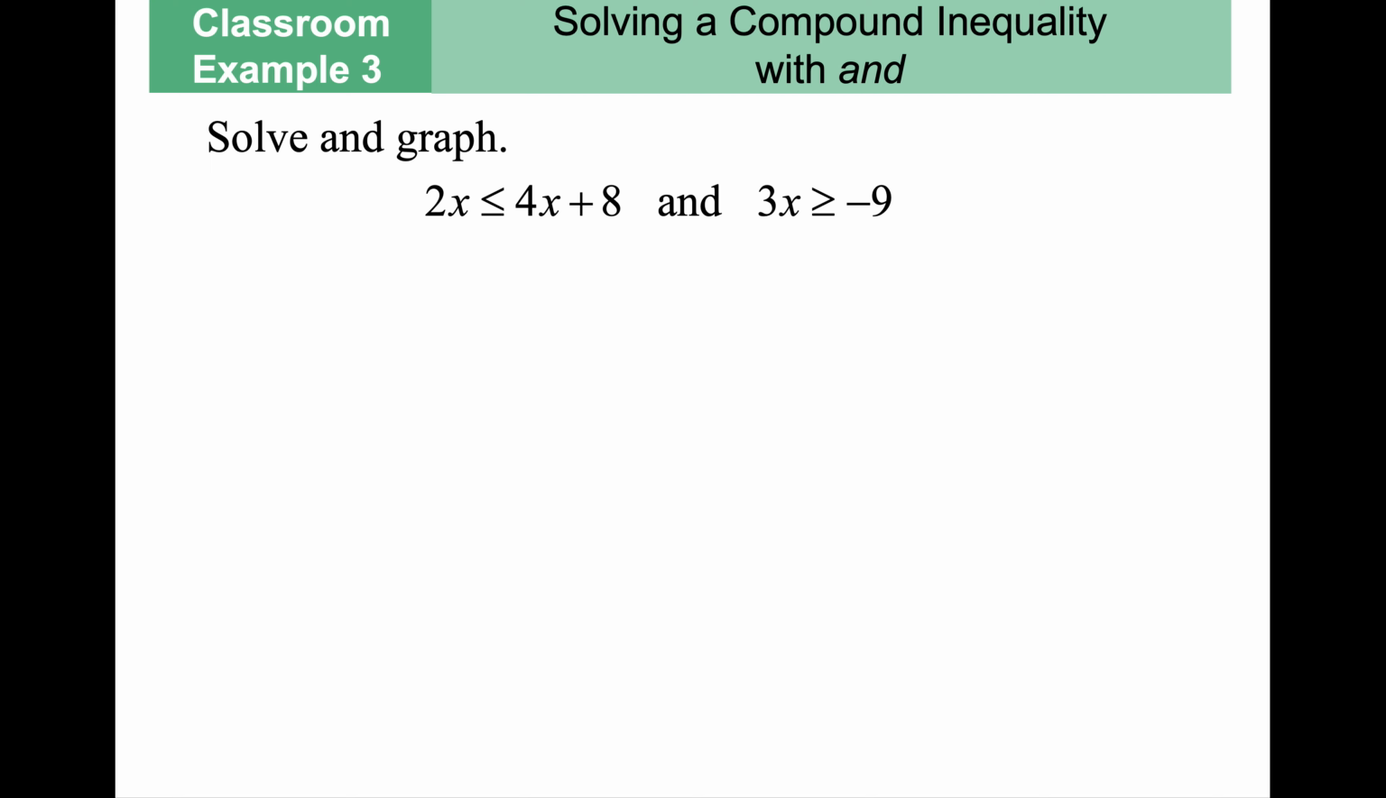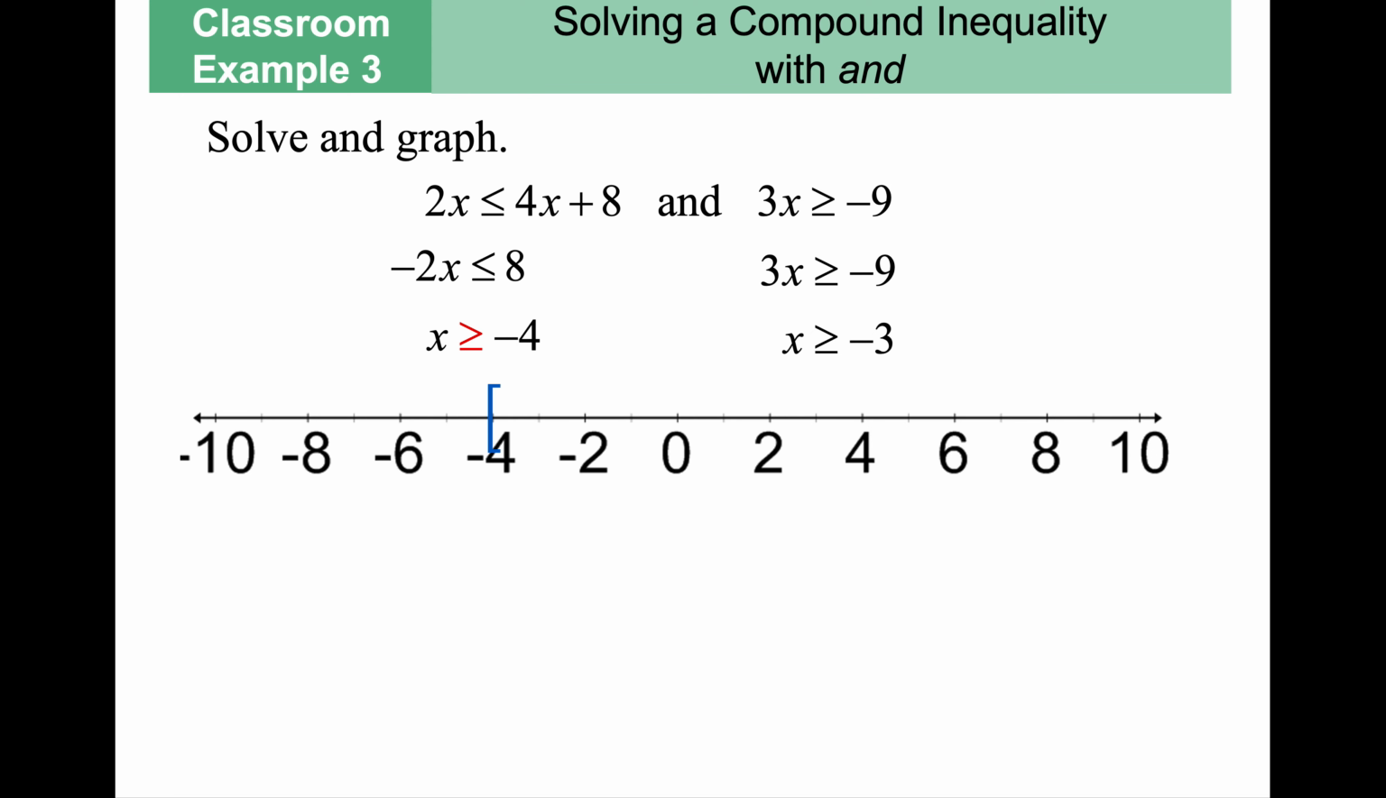Let's look at another one linked by an and, but we're going to use a little bit more of the multi-step solution process. In the first one, I'm going to subtract 4x from both sides, so 2x minus 4x is negative 2x. Then I'm going to divide both sides by negative 2, remembering that when I divide by a negative number, I switch the direction of the inequality sign. Over here on the right, I'm going to first divide both sides by positive 3 to get x is greater than or equal to negative 3. I don't change the direction of the sign because I didn't divide by a negative number.